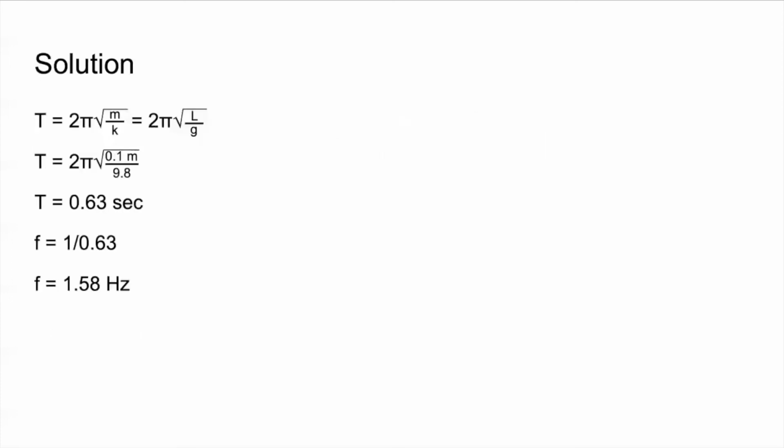So we use the formula for period. We're going to use the second part of it since we don't know what the mass and spring constant are. However, we know that the distance between the natural length and equilibrium position is 10 centimeters or 0.1 meters, and the acceleration due to gravity is 9.8 on Earth. So we get that the period is 0.63 seconds. The frequency is 1 over the period, which is 1.58, and the units is hertz.